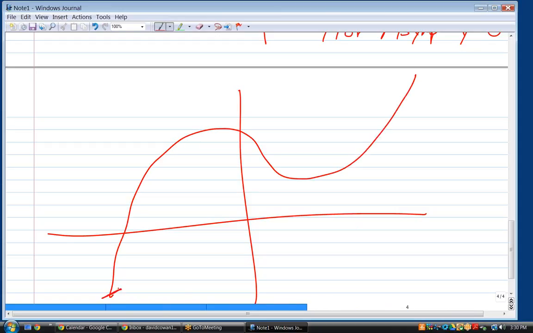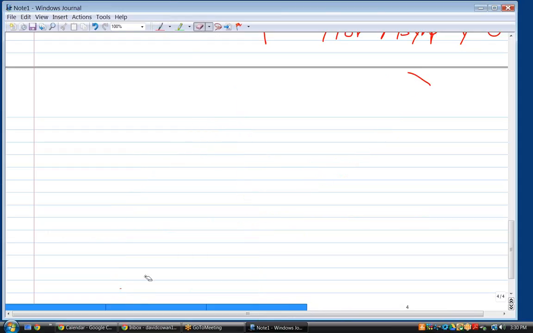Well, it's increasing from there to there, and then it's decreasing from there to there, and then it's increasing again from there for the rest of the way. So not all functions are always one way or the other. They switch around.